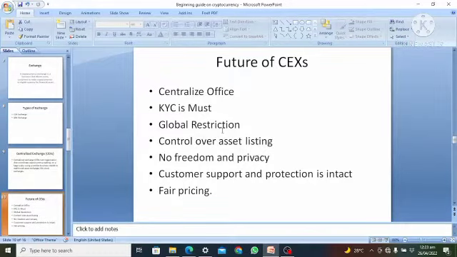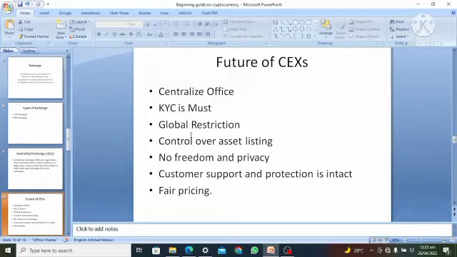Three, global restriction. There is global restriction in centralized exchange. Global restriction is there. The fourth one is what?